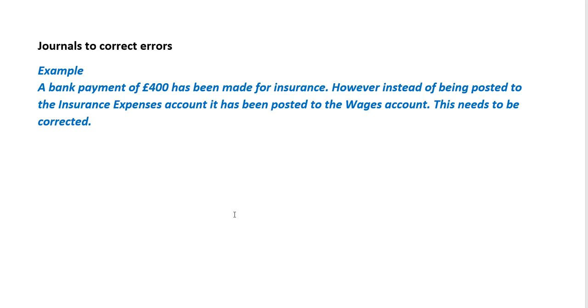So let's look at this example. A bank payment of £400 has been made for insurance. However, instead of being posted to the insurance expenses account, it's been posted to the wages account, and this needs to be corrected.